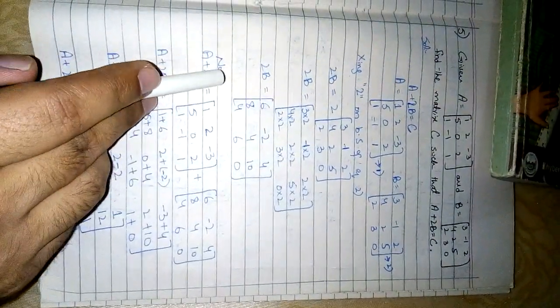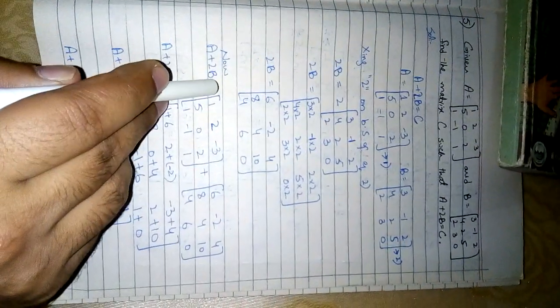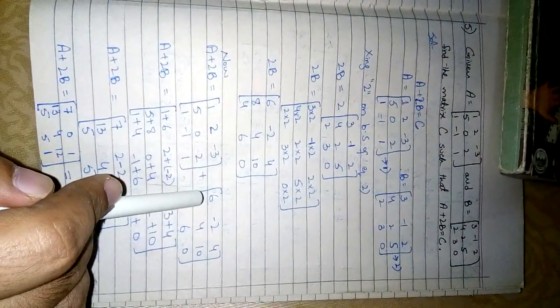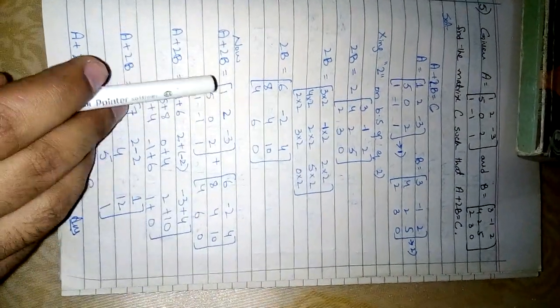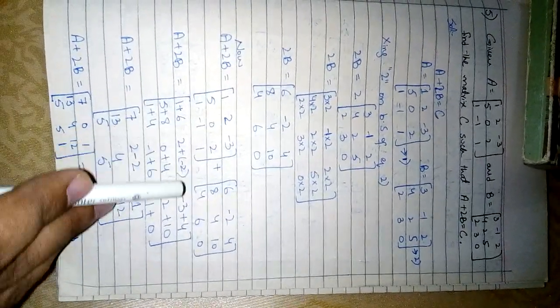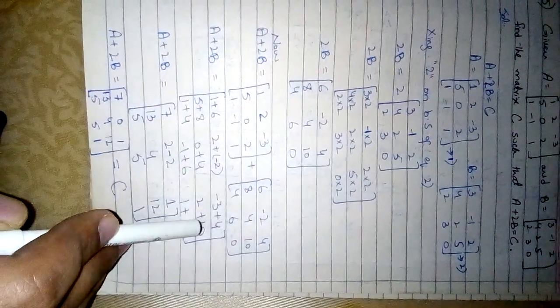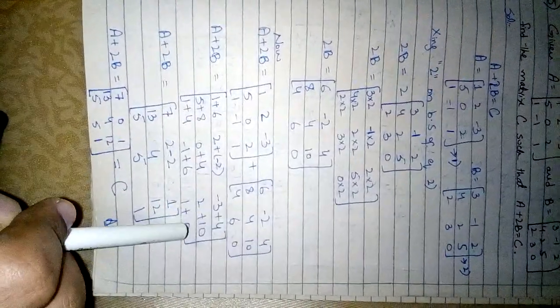Now we have to put all these matrices in the equation. So the equation is A plus 2B. A is this matrix and 2B is this matrix we have solved. So we have to add these two matrices, so all corresponding elements will be added, that is first element with first, second with second, and so on. So A plus 2B equals 1 plus 6, 2 plus minus 2, minus 3 plus 4, 5 plus 8, 0 plus 4, 2 plus 10, 1 plus 4, negative 1 plus 6, and 1 plus 0.